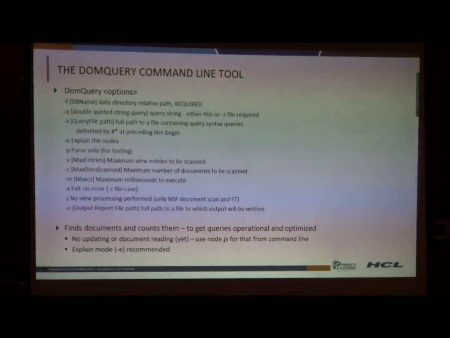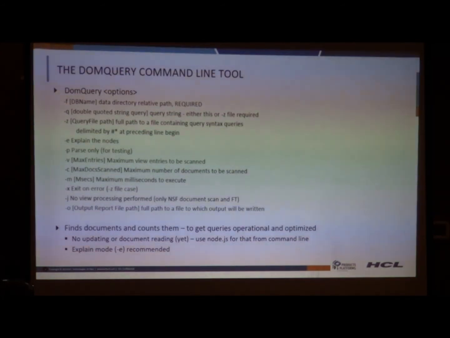Okay, query. This is the tool that we built with, built the DQL with. The different options are here. This may change name, but DOM query is the current name. Dash F is a database name. It's got a relative path that's required. There's two ways of supplying queries. One is a double quoted string, that's through dash Q. Dash Z tells it to pass in a file of queries. Okay, that's what we test with for the most part.